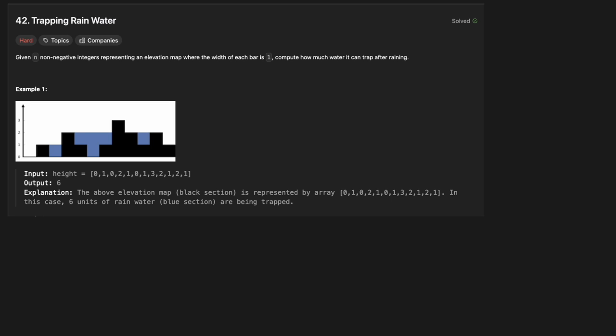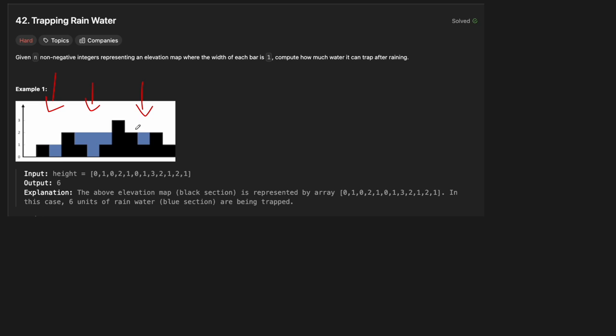Okay. Given n non-negative integers representing an elevation map where the width of each bar is 1, compute how much water it can trap after raining. Horrible problem if you were just given that without this visual diagram. Oof, my god. Luckily, they do give us this diagram. So we can see that we have these black bars and we basically assume that it's raining from the top and how much water would get trapped here.